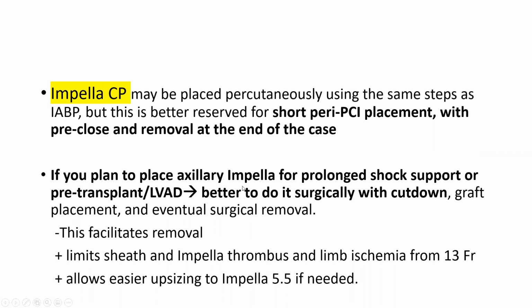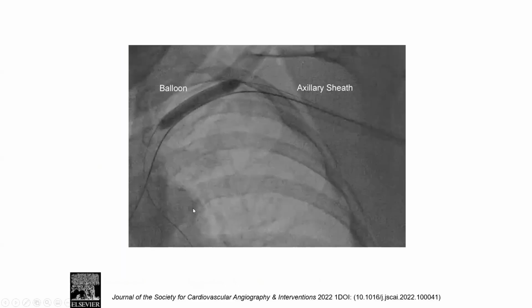If you plan to place axillary Impella for prolonged, indefinite duration shock support, or for pre-transplant LVAD in patients where balloon pump pre-transplant is not sufficient, then you need to do it surgically with cut down, graft placement, and eventual surgical removal, kind of like you do Impella 5.5. So you can do Impella CP percutaneously via the axillary artery, but for short-term use. For long-term use, it's better to do it surgically. For those reasons, doing it surgically, one, facilitates removal, because you cannot do just manual pressure with a large 13-14 French sheath.